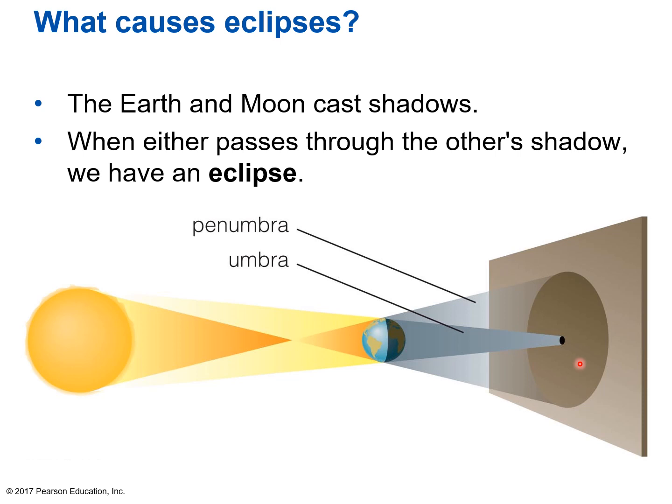So when either passes through the other's shadow, we have an eclipse. What you don't see in this picture is a solar eclipse. So watch my red pointer, which is at the moon. When the moon is on this side, blocking sunlight from getting to the Earth, you have a solar eclipse. So there are two kinds of eclipses I want to talk about now, a solar eclipse and a lunar eclipse.